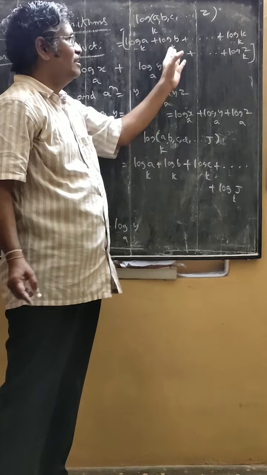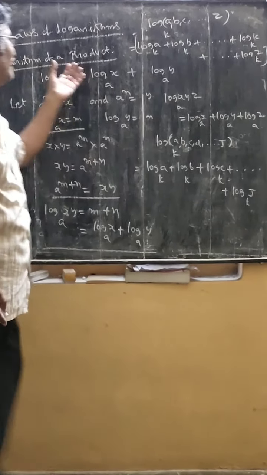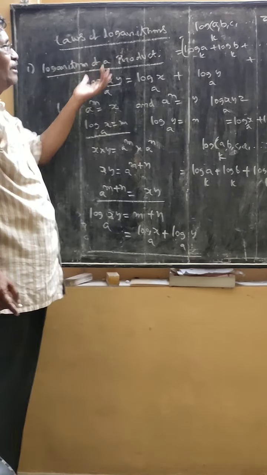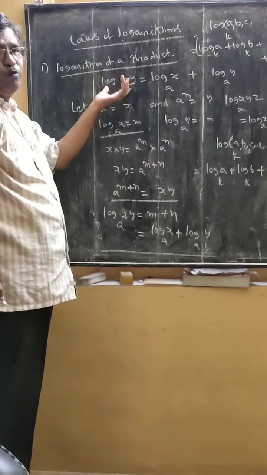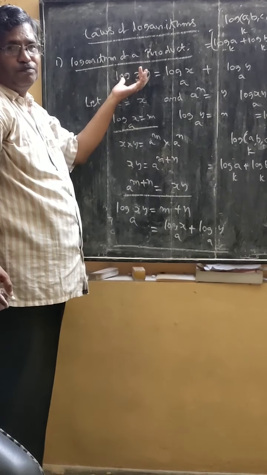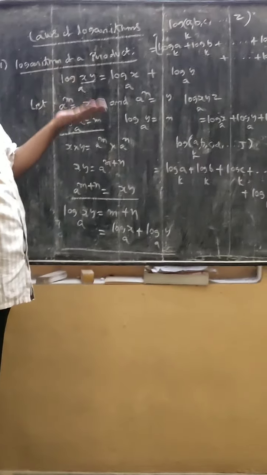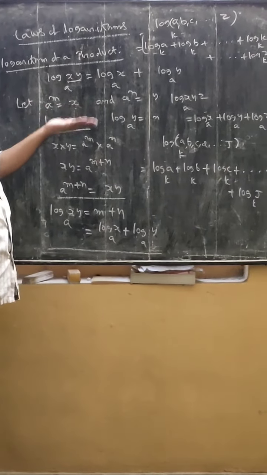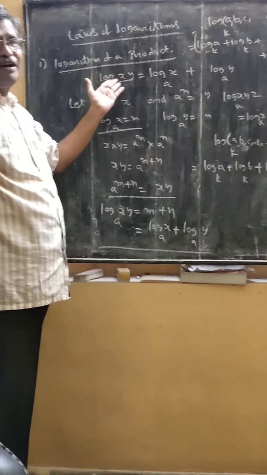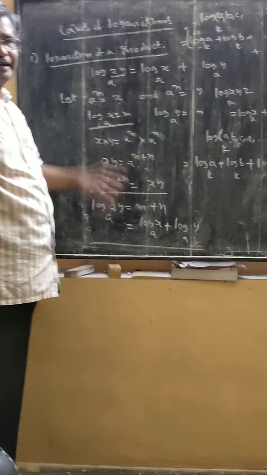So from a to z, don't think the logarithm of a product is confined to only two numbers. It holds for the product of any numbers, more than two numbers also. For our convenience, we proved it for two numbers.